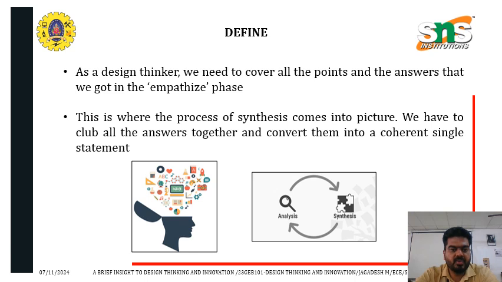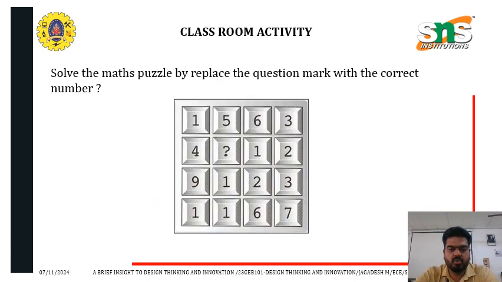Then define. As a design thinker, we need to cover all the points and answers that we got in the empathy space. This is where the process of synthesis comes into the picture. We have to club all the answers together and convert them into a coherent single statement. So let's have a classroom activity. This is a number puzzle. Discuss with your team member and find the missing number on this slide.